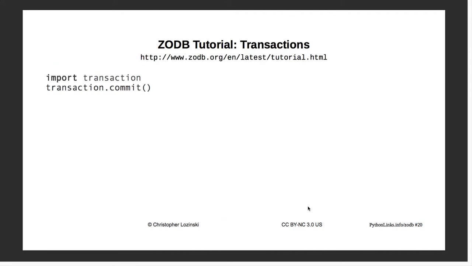Of course, you have to commit your transactions: import transaction, transaction.commit. Notice there's no begin transaction here, there's just a transaction.commit. And the reason is that ZODB is an optimistic concurrency control database. It assumes there aren't going to be any conflicts. If there is a conflict, it throws an error and the application deals with it.